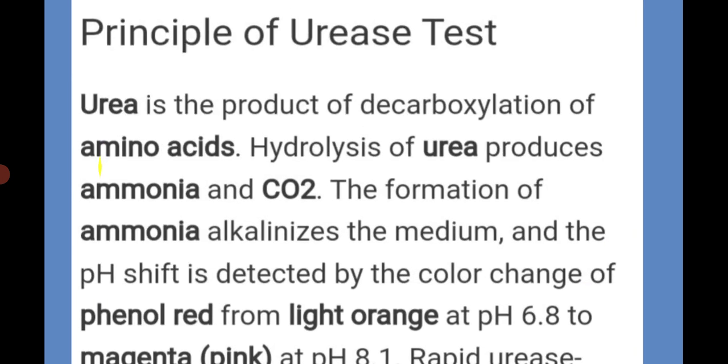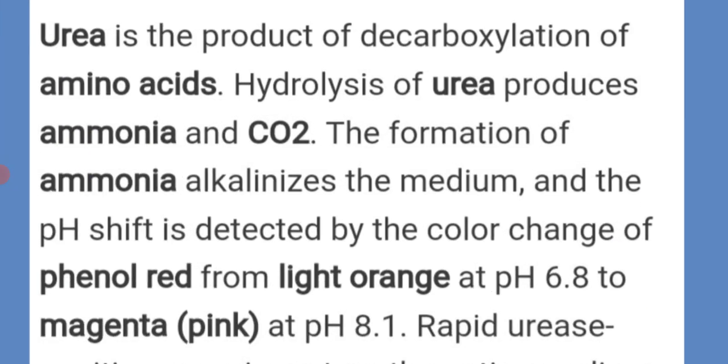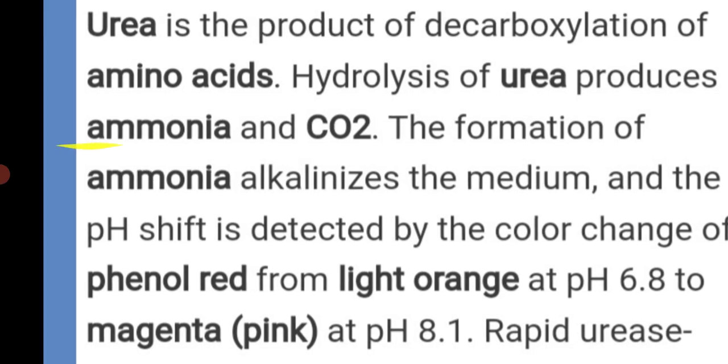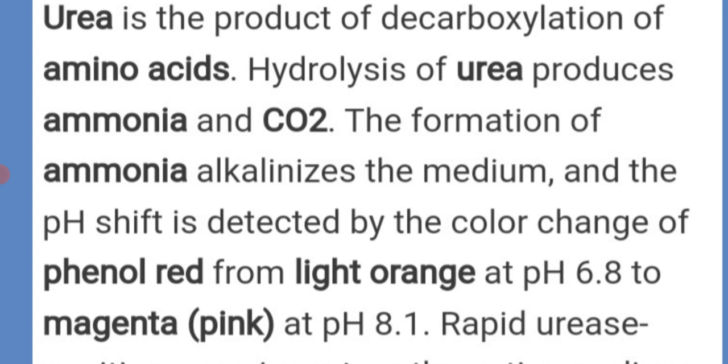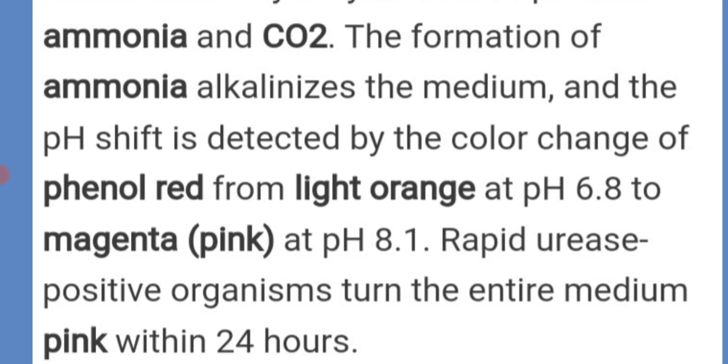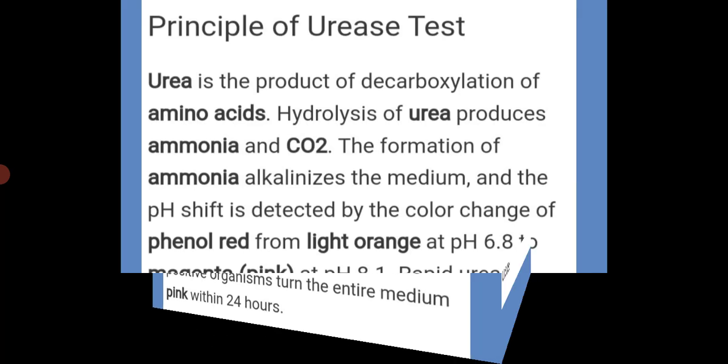Principle of this test: urea is a product of decarboxylation of amino acids. Hydrolysis of urea produces ammonia and CO2. The formation of ammonia alkalizes the medium and the pH shift is detected by a color change of phenol red from light orange to magenta pink. A rapid urease organism turns the entire medium pink within 24 hours.